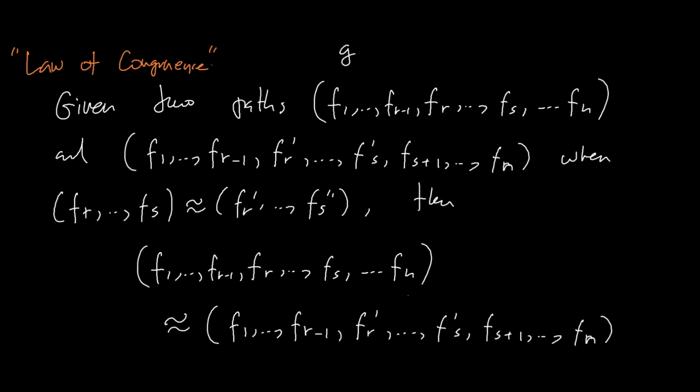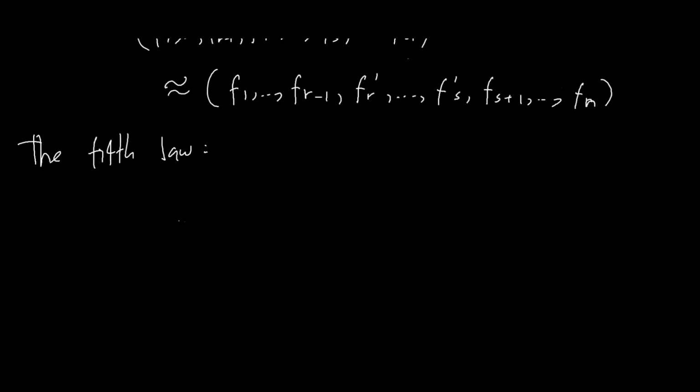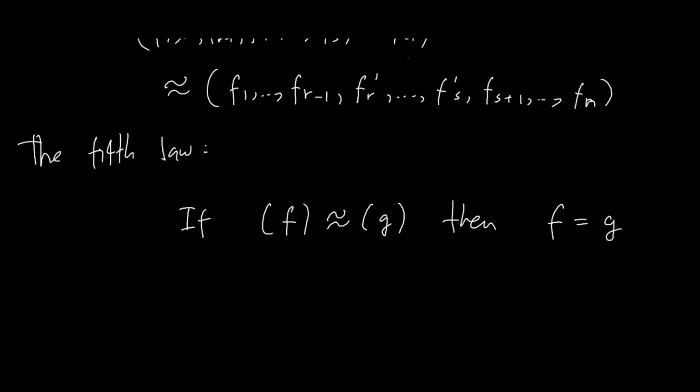So these are the fundamental laws of equivalence of paths in a graph. So what are they? There are four of them. There's the law of reflexivity, the law of symmetry, the law of transitivity, and then the law of congruence. We might want to have a fifth one. And the fifth one, we might want to be the following. If two paths that have the same length of 1, so if path F just consisting of one morphism is equivalent to the path G, then we want these F and G to be equal to each other.